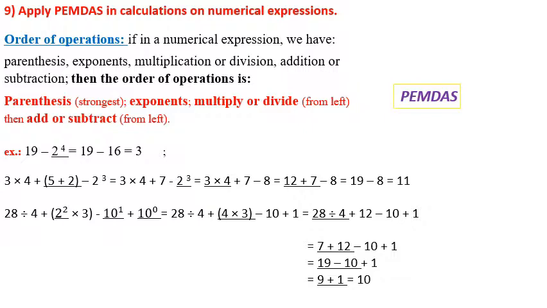Suppose I gave you 19 minus 2 to the power 4. Here we have a minus, which is the subtraction, and an exponent. So the exponent is the strongest, so I should get the answer of 2 to the power 4 first. So we write 19 minus 16 is equal to 3, and so on for the other examples.